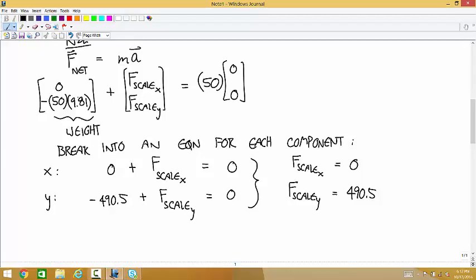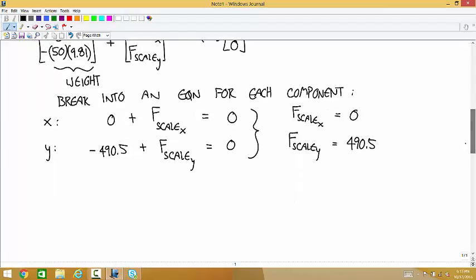The stuff in the x component of these vectors, that's its own equation. And the stuff in the y components makes its own equation. So we have one equation that says 0 plus f scale x is equal to 50 times 0. And then we have one that says negative 490.5 plus f scale y is equal to 50 times 0. Yep.